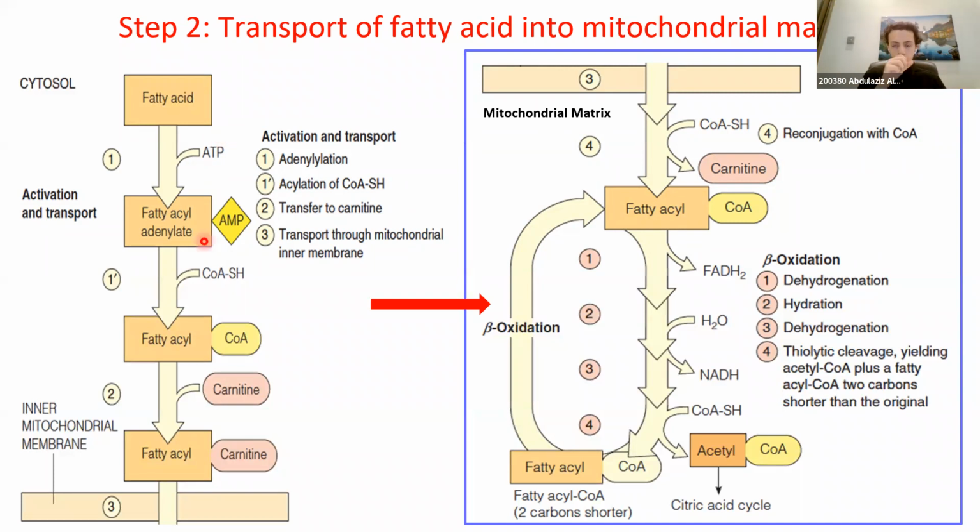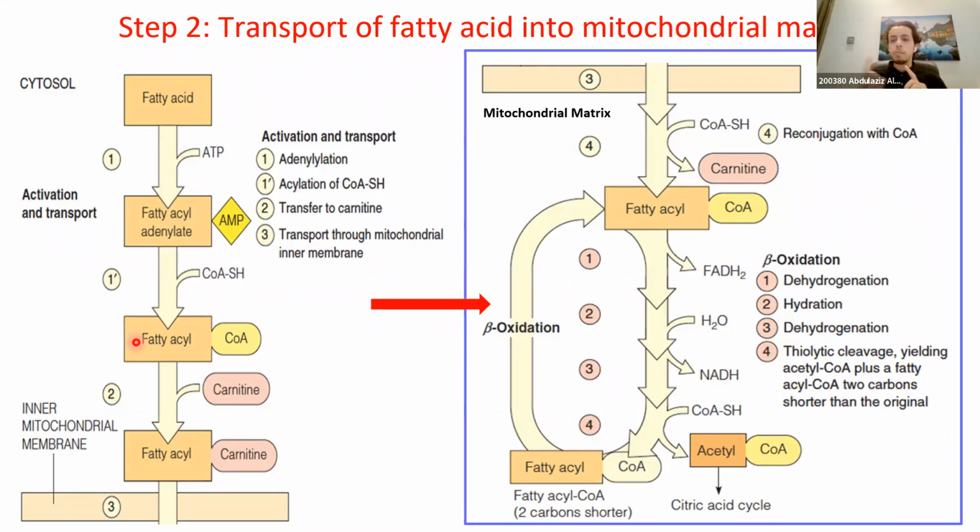After that, we have the addition of coenzyme A. So first of all, we activated the fatty acid with an ATP, and then we added a CoA on top of this. So now we have fatty acyl CoA. Now the fatty acid is finally activated and it can enter.